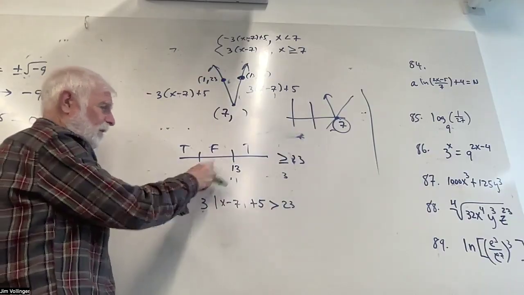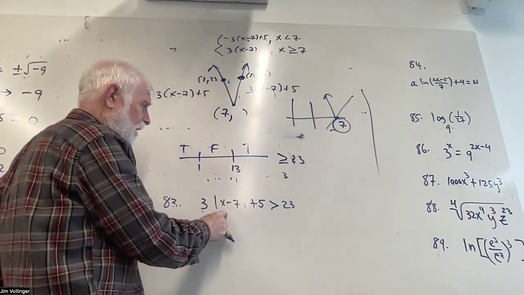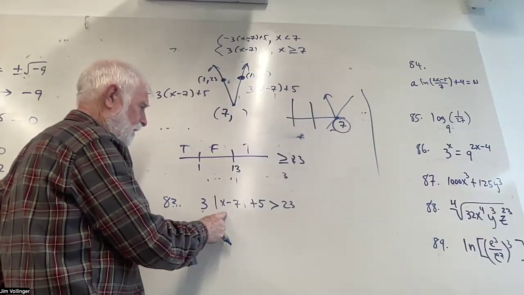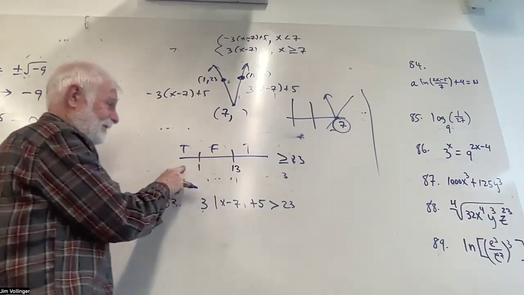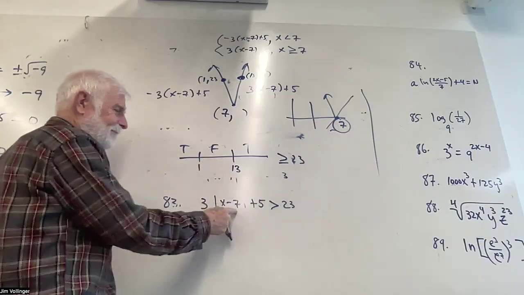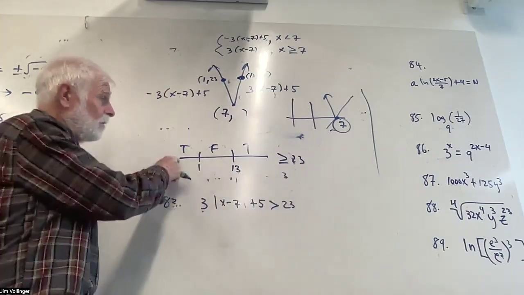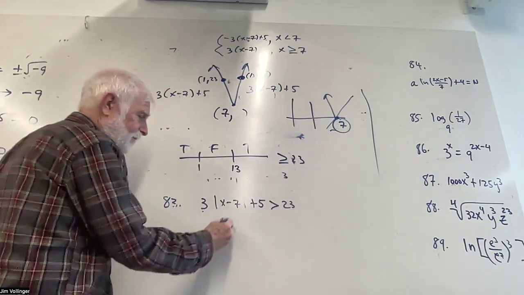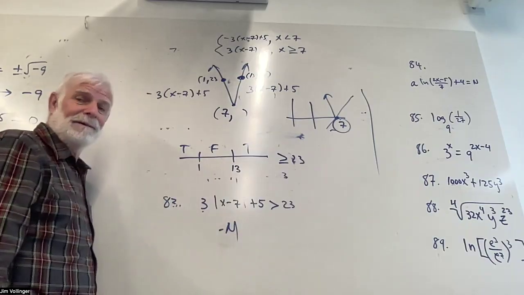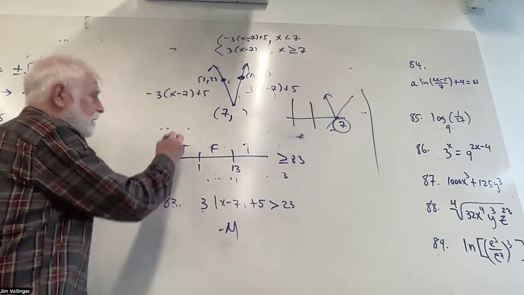But you plug a 0 in. Real easy to plug that in. 21 plus 5. Where am I? Oh, 0. Yeah, that's true. I wanted to plug a number between 1 and 13. How about 10? 10 minus 7, 3, 9 plus 5. That's not bigger than 23. But 0 was. I would have preferred to look at that with negative a million. True. So what's your answer?